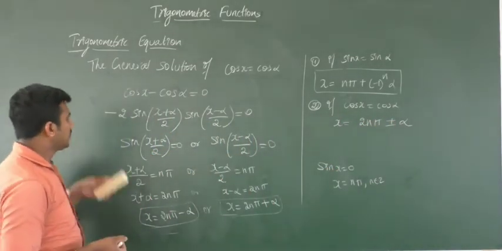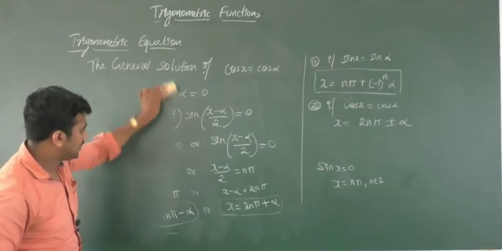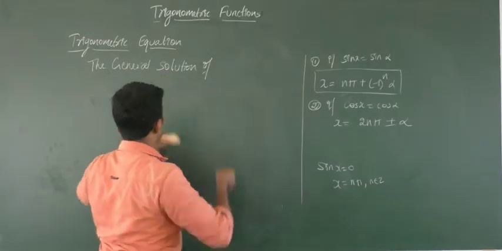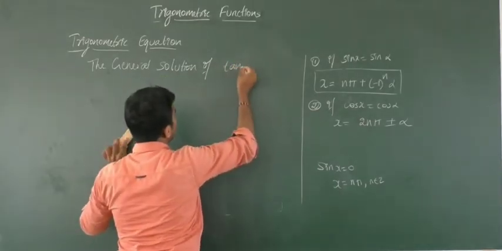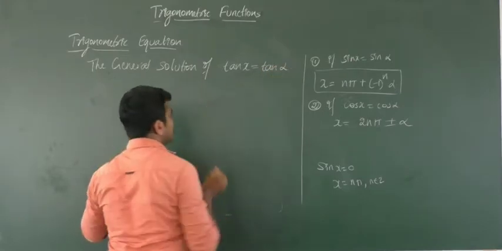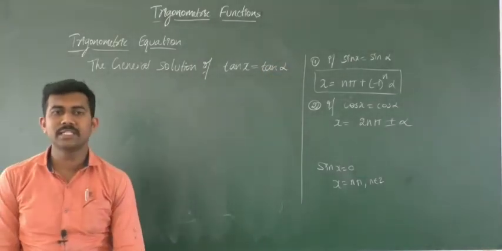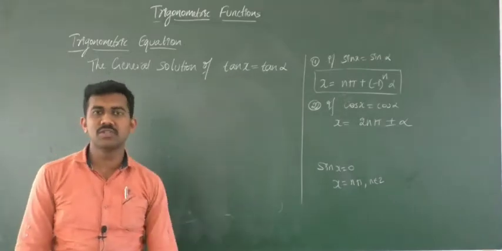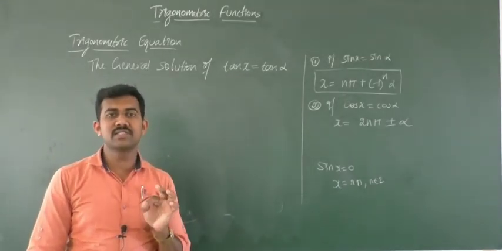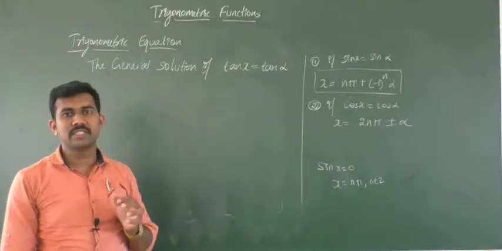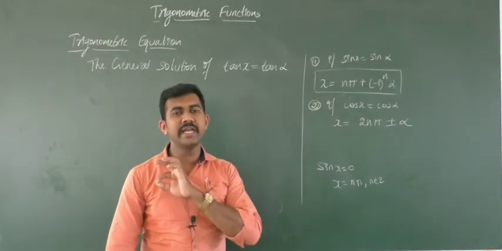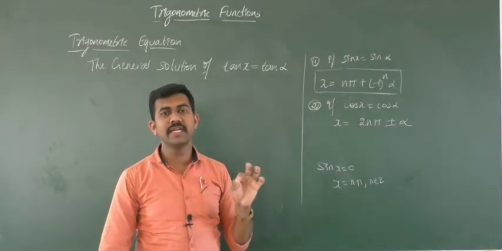We'll see the next, the tan function. Okay, an equation containing the tan function is like this. If you have a trigonometric equation in the form tan x is equal to tan alpha, then how to find x? What is the general solution of this trigonometric equation? General solution means you can observe here, n is a variable, n can take any integral value, any integer.